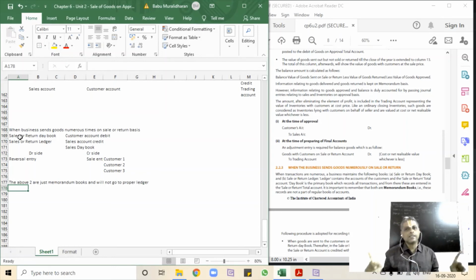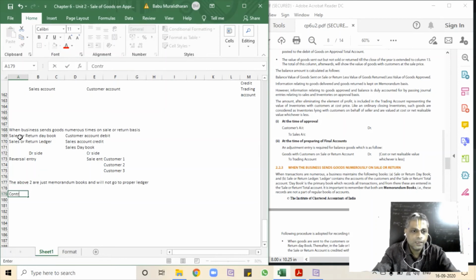There is no change in the accounting treatment. Only thing is, instead of maintaining individual journal entries for the transactions, because the transactions are huge, numerous and frequent, separate daybooks are maintained. Otherwise, there is no change in the accounting treatment. Just go through this. It's much simpler. One thing that has to be very clear is all the transactions have to be recorded into the sales table.